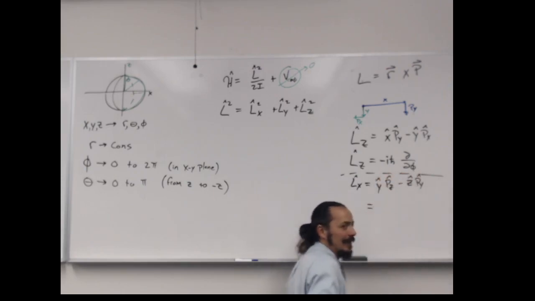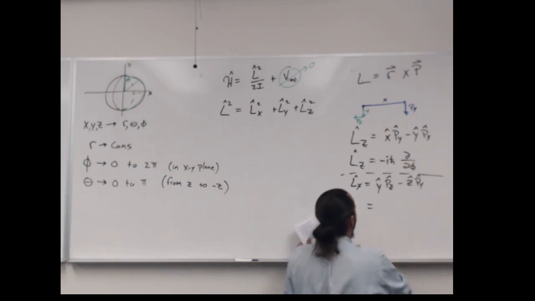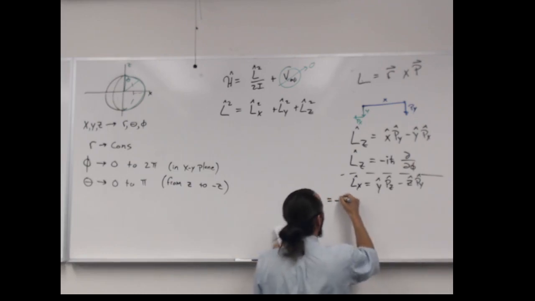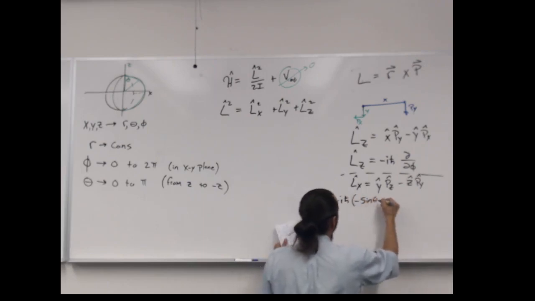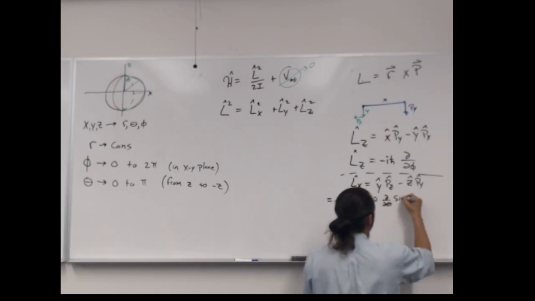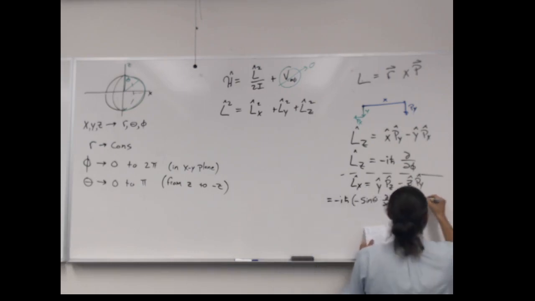And when we rewrite this one in spherical coordinates, it doesn't look as nice as the Z component. I'm going to have to give myself a little bit more space for that. When I rewrite this one, I'm going to get the negative i h bar up front because I've got momentum again. I'm going to get negative sine theta, d by d theta of sine theta, d by d theta, minus cotangent theta cosine phi d by d phi.